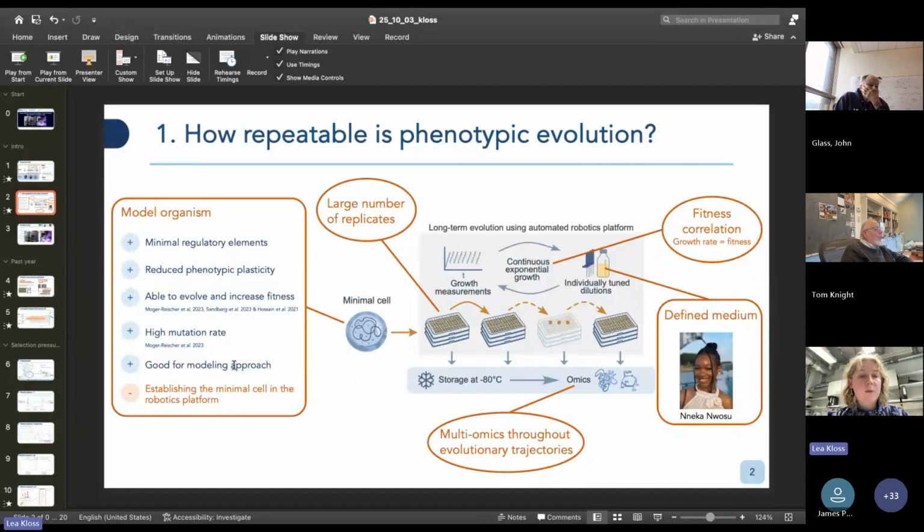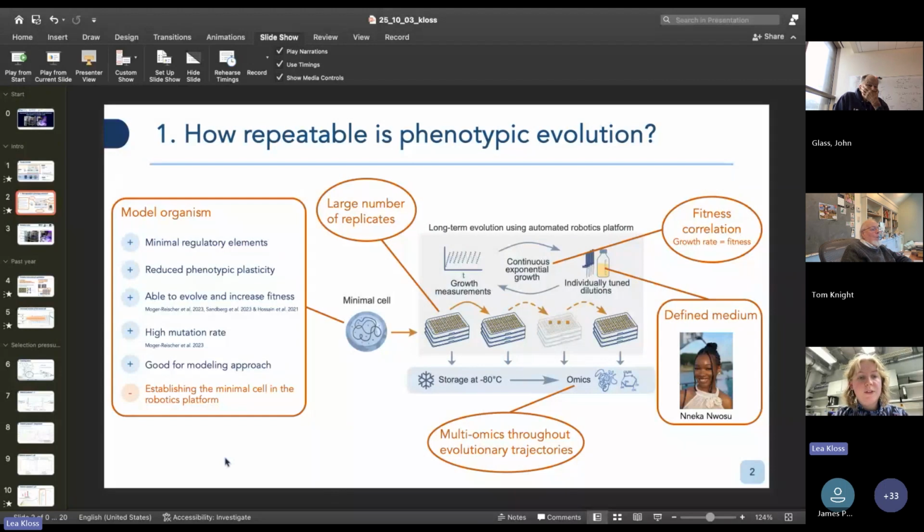Also because of this, we hopefully have reduced phenotypic plasticity. And we saw, though, that the minimal cells are able to evolve. And because of their small genome, they are good for our modeling approach because it's rather complex. So we want to start very simple.